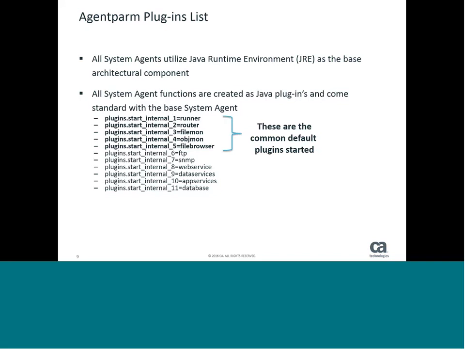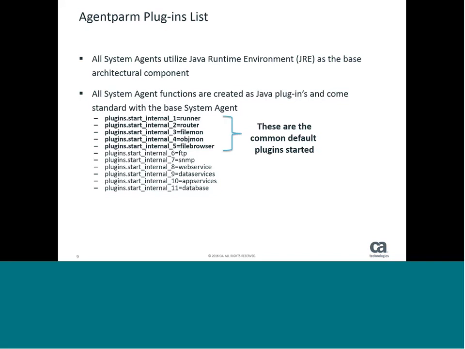So realize that within the agentparm.txt file, these plugins need to be sequentially ordered numerically. So if you, as an example, add a database plugin on top of your base agent, you're going to want to make sure that the plugin list is numerically ordered correctly. Otherwise, the agent won't function correctly.